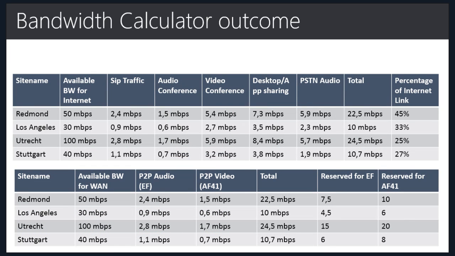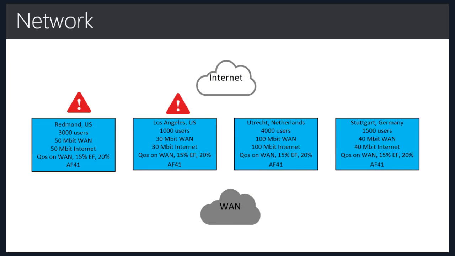These are the sites and amount of bandwidth we need. This is the usage. And these are the recommendations we have for you to tag traffic and amount of traffic being used. Please note that the Redmond site is using more than 45% of the internet link for real-time communication. This is a serious risk and you should look into upgrading this link. Los Angeles is also very close to that max. So Redmond and US, they do require some attention on the internet site.